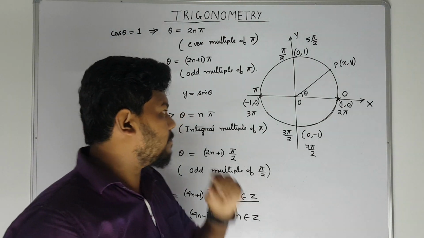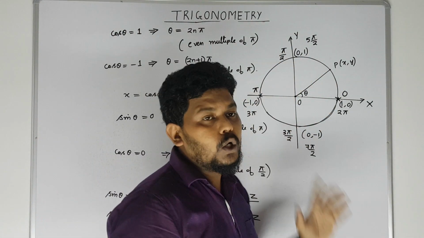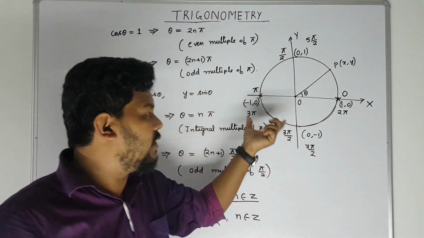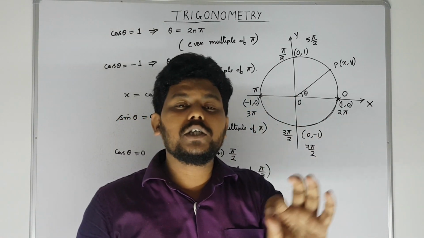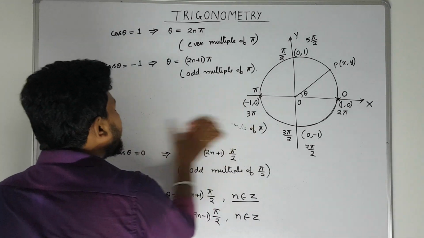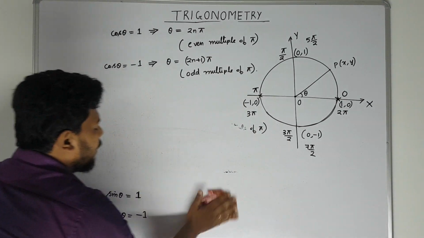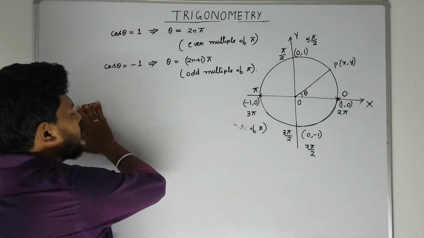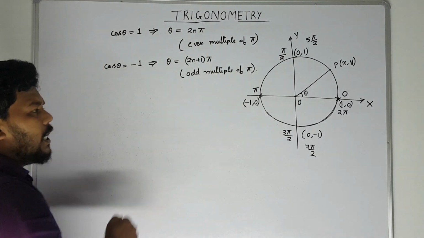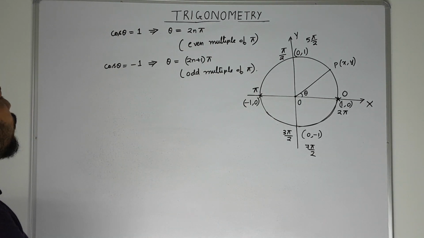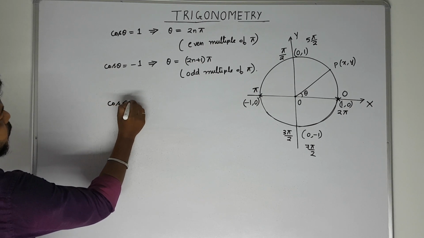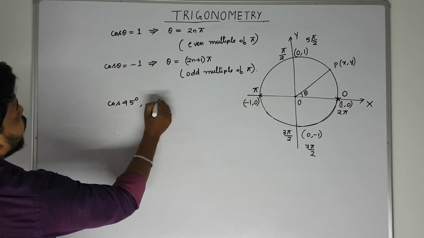So using this unit circle, we can find the values of sin theta and cos theta for some special angles easily. Now if you ask me to find the value of cos 45 degree and sin 45 degree using this unit circle, how will I find it? So to calculate cos 45 degree and sin 45 degree.